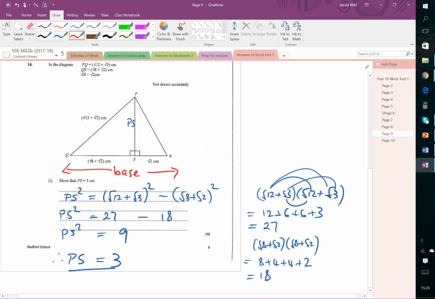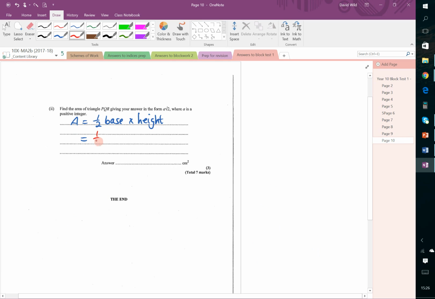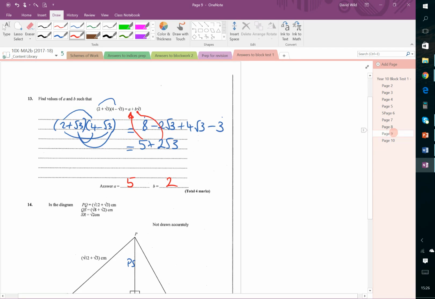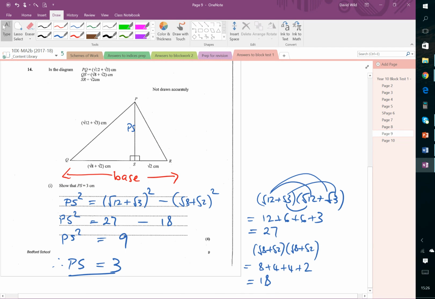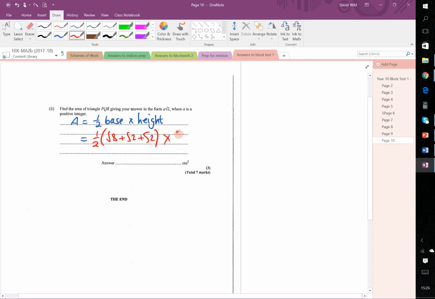Which is root 8 plus root 2 plus root 2. So it's a half times root 8 plus root 2 plus root 2 times the height. They tell you in the question what the height is. It's 3 times 3. Right, just a bit of sorting out to do.